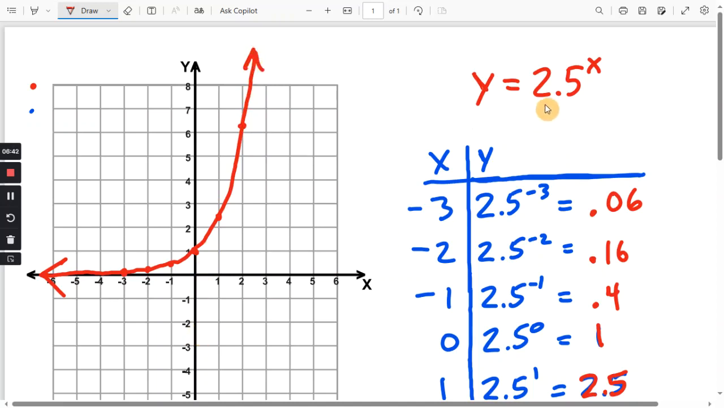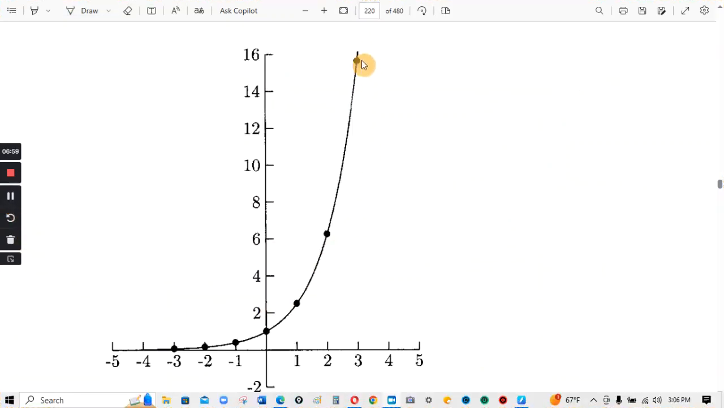All right, but that makes sense because this is greater than 1. So if you raise that to an exponent, as the exponent increases, the y value of the overall function is also going to increase. All right, and in the book, they basically got the same thing I did.